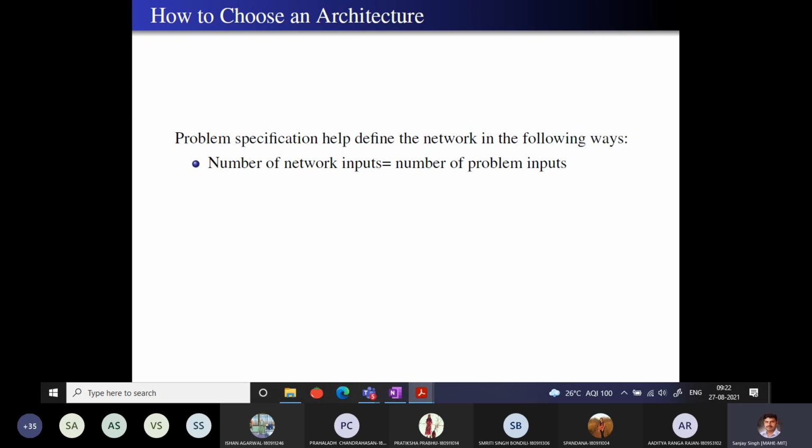Now, if you remember, some time back I quoted one problem scenario, which is called a rent prediction system. Let's say you are required to design a rent prediction system. So how many inputs are there in that? Hello? How many inputs are there?